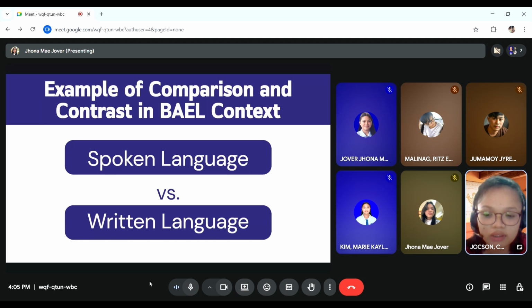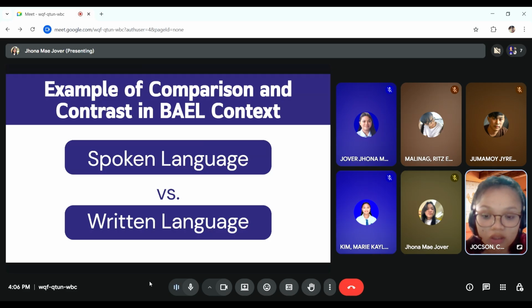As a BAEL student, of course, language is the primary tool humans use to communicate thoughts, ideas, and emotions. So the two main forms, spoken and written language, are the very basic concepts in language study because they are the most common ways people communicate in everyday language and in academic settings. Although both spoken and written language serve the main purpose of conveying meaning, they differ in how they are produced, delivered, and understood.